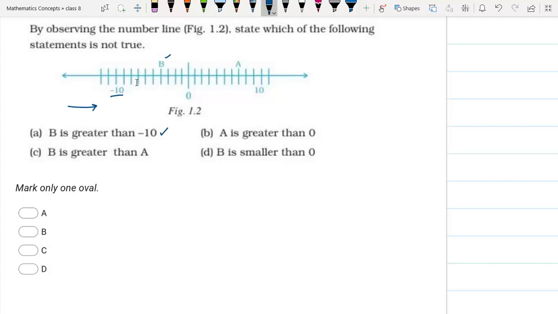This statement is correct. A is greater than 0. Again 0 is over here. A is coming to the right side, so A is larger. Again this is correct. B is greater than A. This is wrong. Why? Let's see. B is coming to the left of A. So A should be greater than B, not B. So this statement is wrong. Last is B is smaller than 0. Yes, it is smaller than 0 because it is on the left side. So the correct answer is option C.